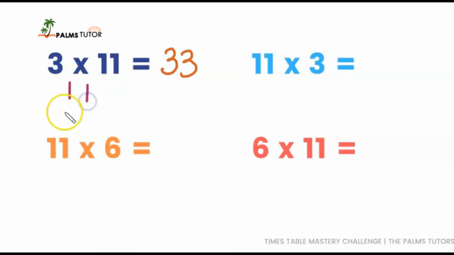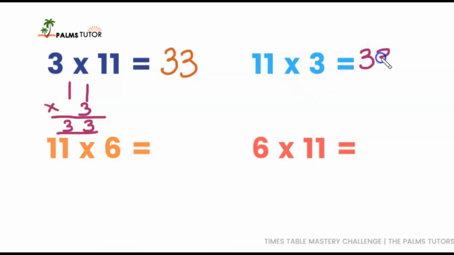11 multiplied by 3. Take it one after the other. 1 times 3. You remember, any number multiplied by 1 remains what? The same. So 3 times 1 is 3. 3 times the other one is 3. Can you see the reason why we don't have to stress ourselves? So we don't even need to bother. 11 times 3 is 33.